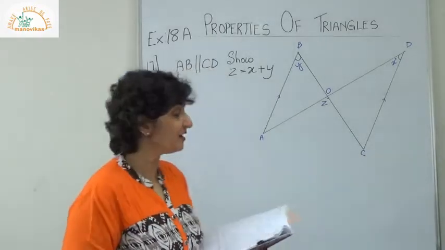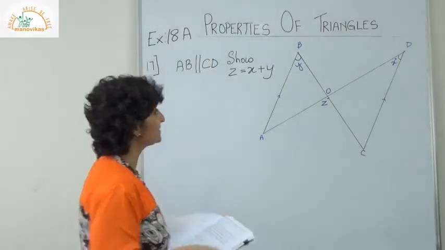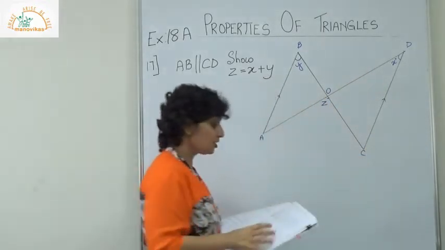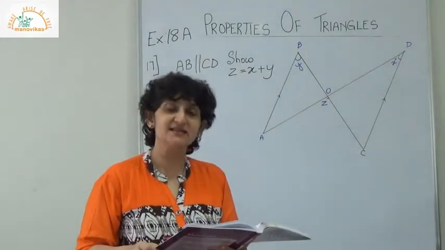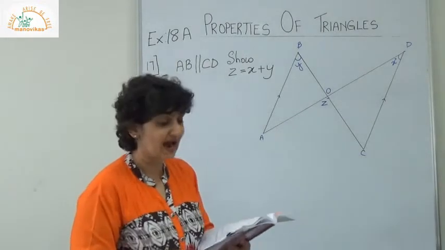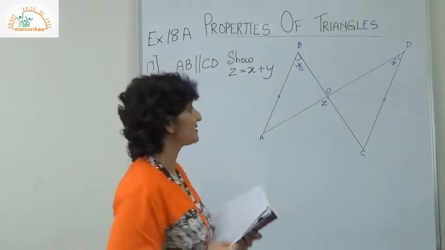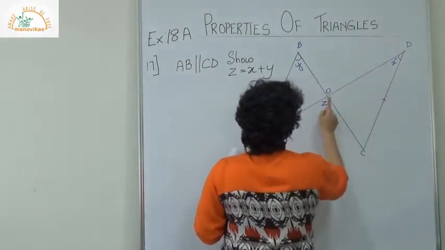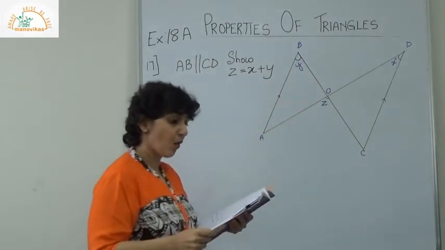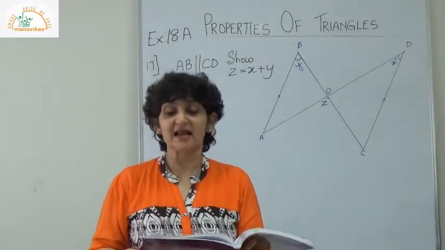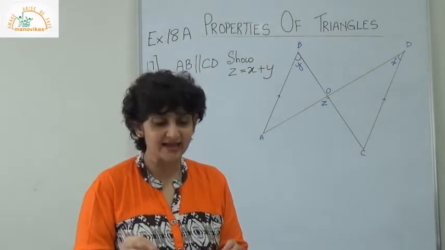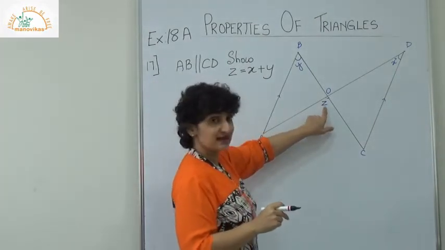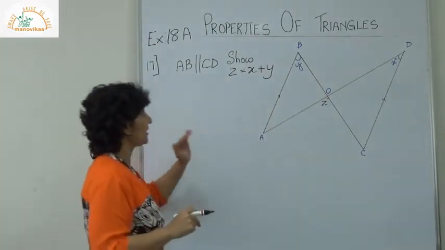Now, in the given figure, AB is parallel to CD. The line segments BC and AD intersect at O. Show that Z is equal to X plus Y. You have to show that this Z is equal to X plus Y.